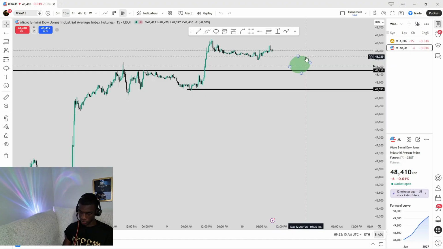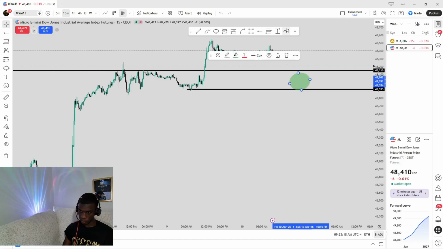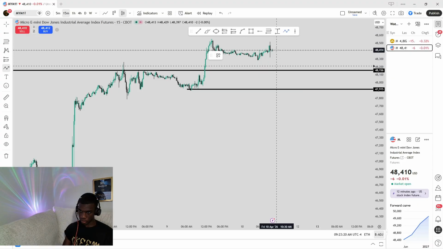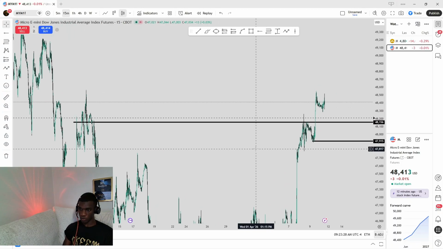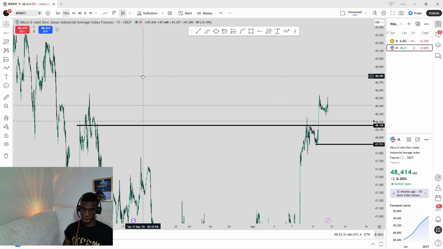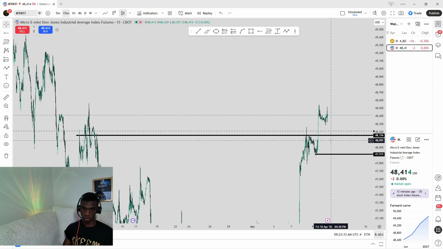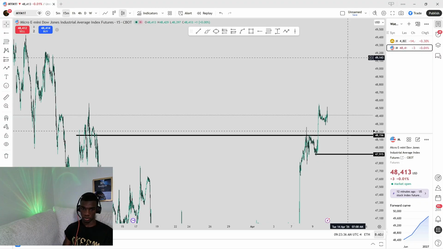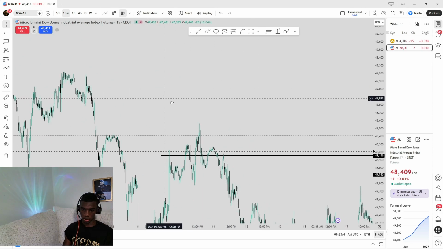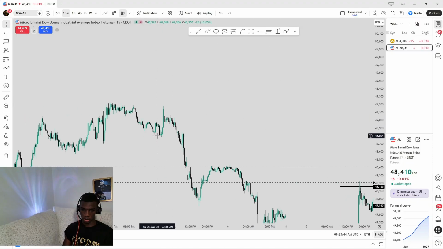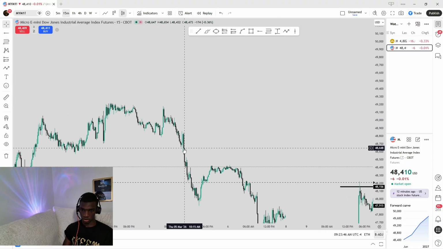But yeah, for US 30, I don't want to see price come below here and then back above that level, breaking a high. I would go for a buy. So let's see if that happened today or it doesn't happen today. Let's see.